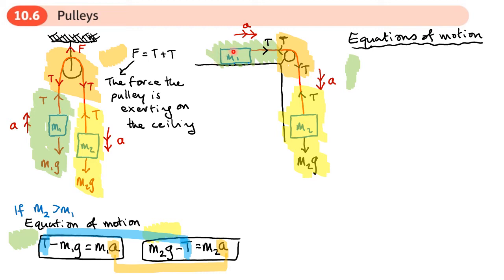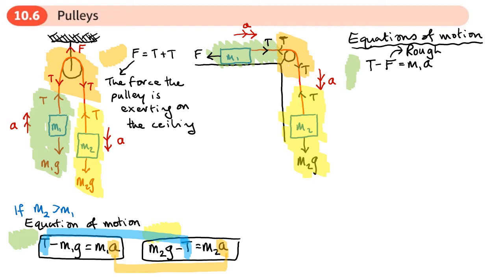Now, what's that going to be? Well, this could be smooth or it could be rough. If it's smooth, then the only force will be T. Let's put some friction on here. So let's say that there was a frictional force. This is a rough surface and we'll call that frictional force F. Then the equation of motion will be T minus F equals MA. So this would be if that surface was rough. If it was smooth, it would just be T equals MA.